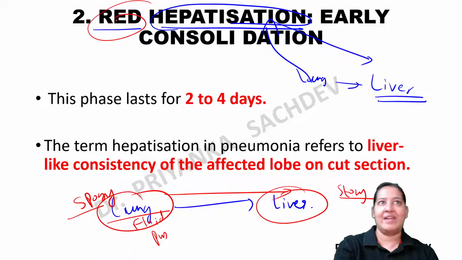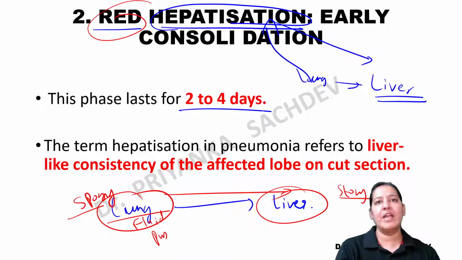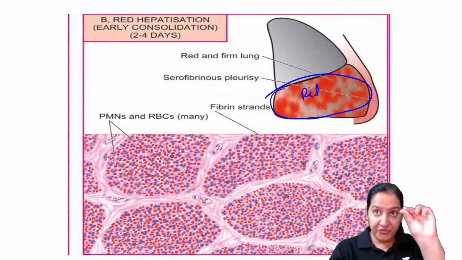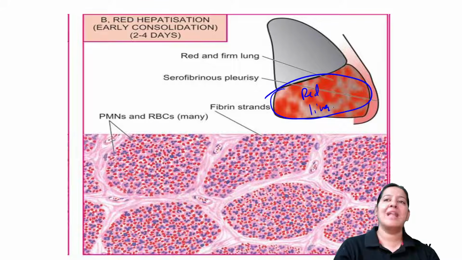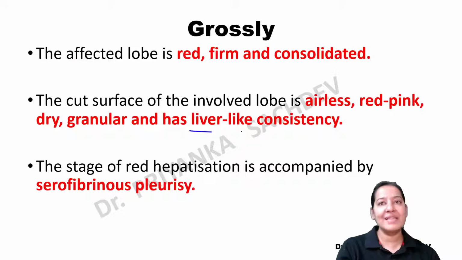And the color is red. That's why it is known as red hepatization. So that is the second stage. You got it? So day 2 to 4, it is red hepatization. See here the lung. The lung is red in color, but if you feel it, it is hard like liver, stony hard. That's why the lung is said to have liver-like consistency.